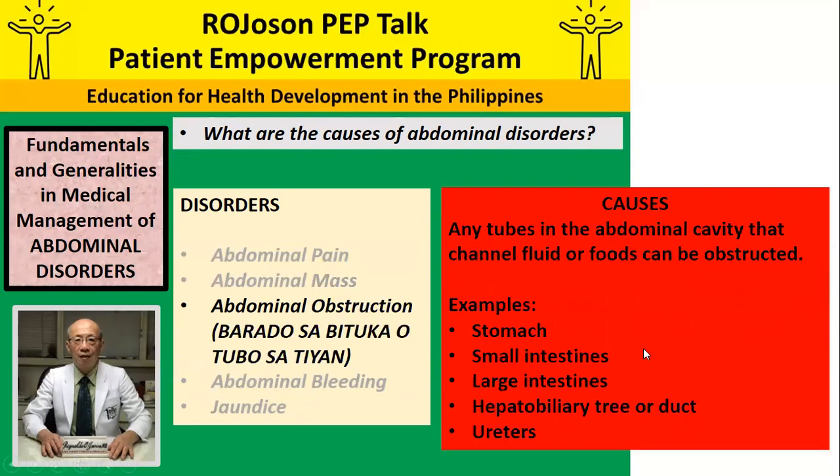Abdominal obstruction or barado sa bituka or tubo sa tiyan. So any tubes in the abdominal cavity that channel fluid or foods can be obstructed. So examples are stomach, which is a hollow organ, small intestines, large intestines, hepatobiliary tree or duct, which channel the bile from the liver into the intestine, and then the ureters, which channel the urine from the kidney to the urinary bladder.